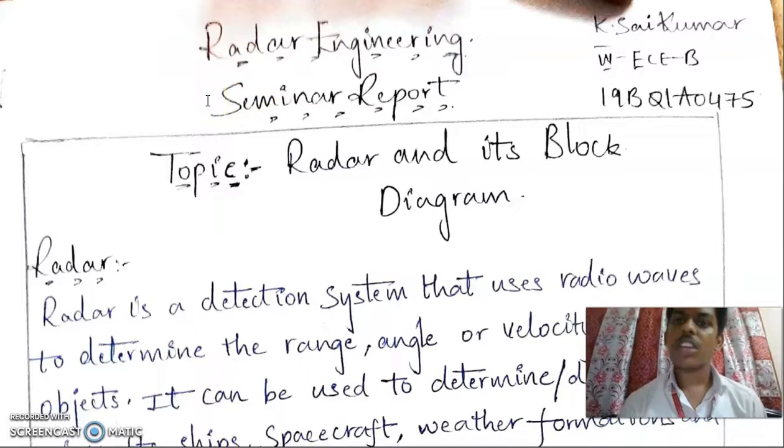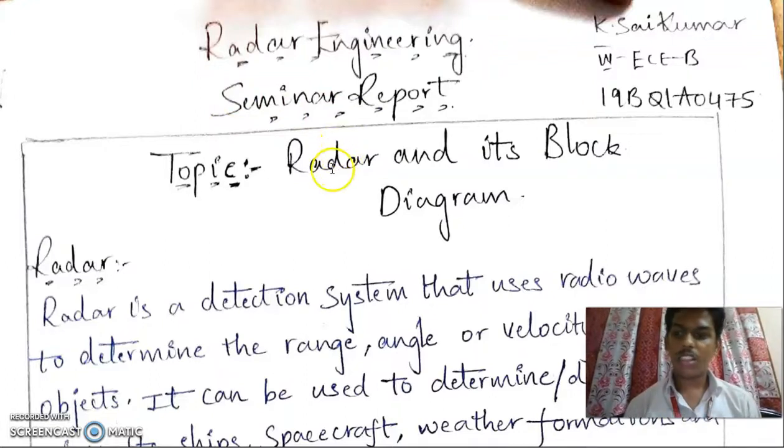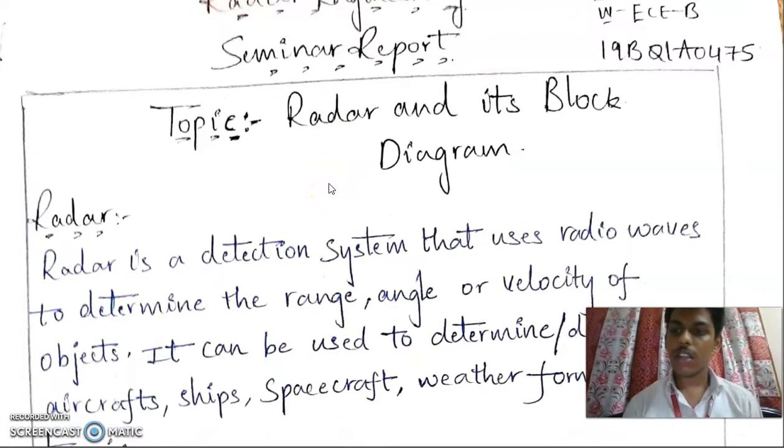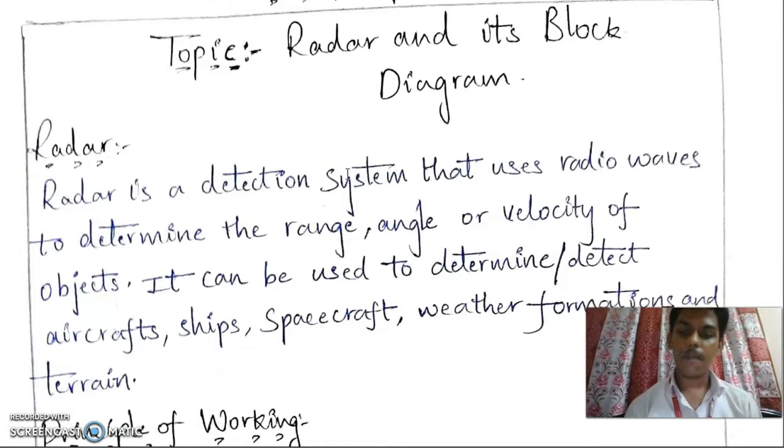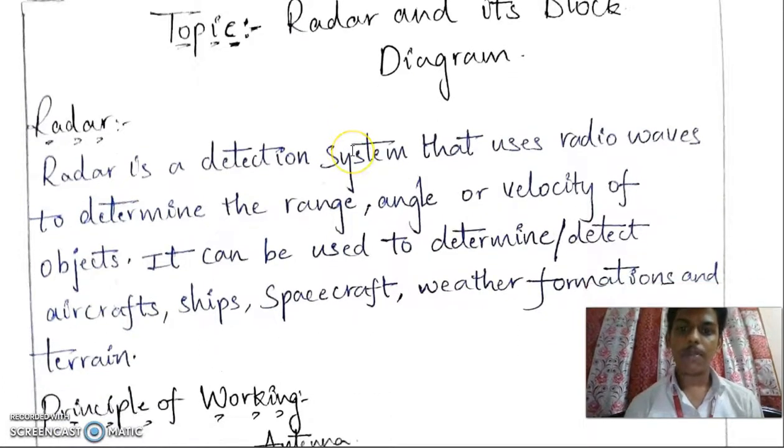Now I am going to give a seminar in radar engineering and the topic is radar and its block diagram. First let me discuss what a radar is. The radar is a detection system that uses radio waves to determine the range, angle or velocity of an object. The applications of radar are to detect aircraft, ships, spacecraft, weather formations and terrain. So we can define radar as a detection system which uses radio waves to determine the range, angle, or velocity of that object.